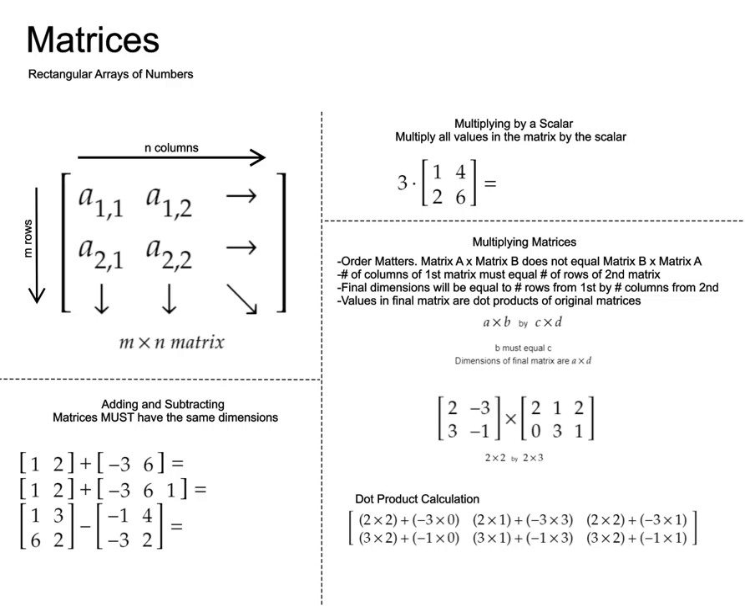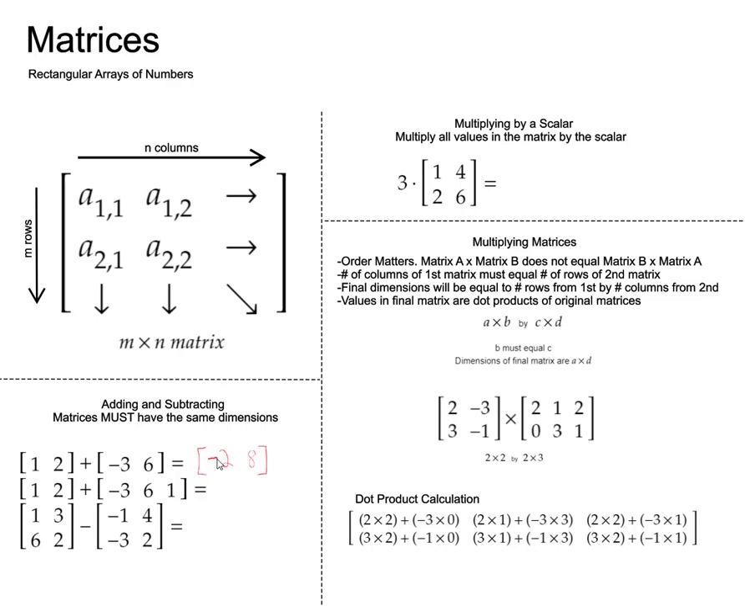However, in order to do so, the matrices must have the same dimensions. For our first example, we have two 1 by 2 matrices, and we want to add them together. So all we need to do is add 1 and -3. That'll give us -2. And then for the second value, we add 2 and 6. And that gives us 8.